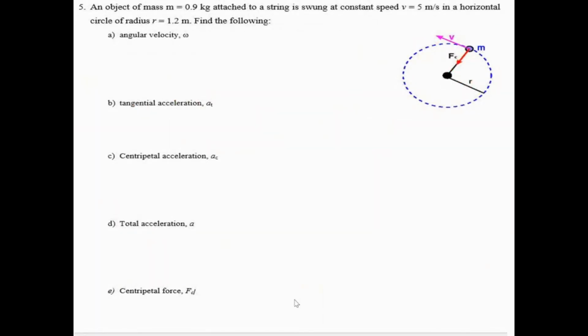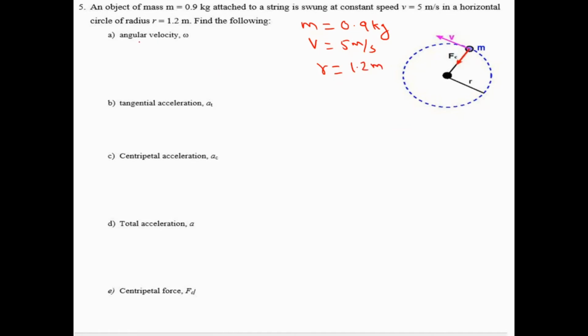Fifth question. An object of mass m, which is equal to 0.9 kilogram, attached to a string is swung at constant speed v, which is equal to 5 meter per second, in a horizontal circle of radius r, which is equal to 1.2 meter. So the mass of the object is mentioned as 0.9 kilogram, the speed is 5 meter per second, and the radius of the circle is given as 1.2 meter.